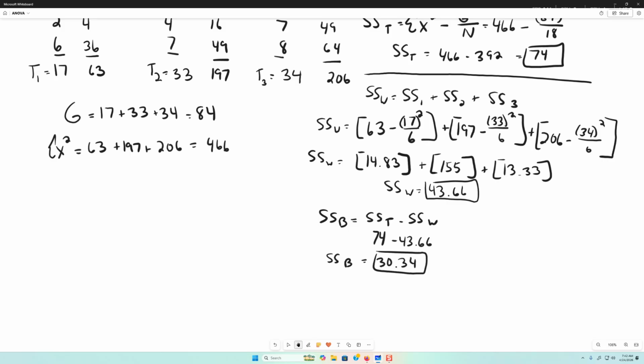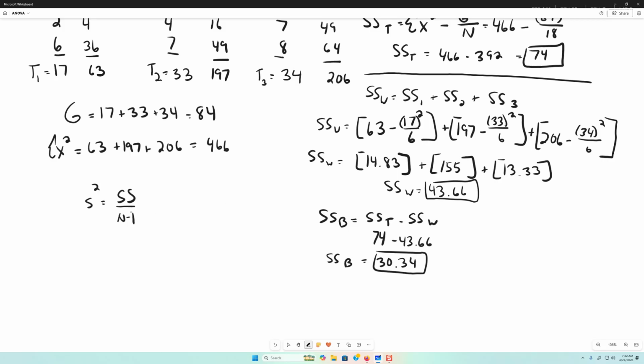So I'm almost done. I've got the between groups sum of squares, the within groups sum of squares, but I need an average. I need the average between groups variance and the average within groups variance. So remember when we found the variance, we did s squared is the sum of squares, right? Divided by n minus 1.